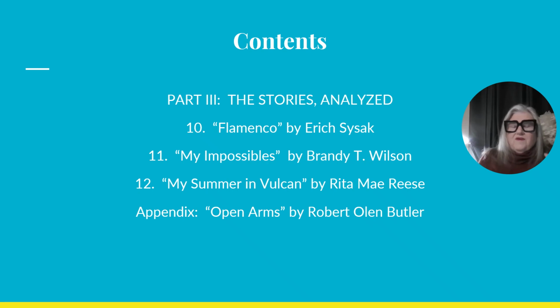The final section. Now, I really enjoyed this. The stories analyzed. It features 3 short stories written by other authors, which Butler analyzes to illustrate the difference between writing from the head and writing from the dream space. He also includes in an appendix the short story Open Arms by Robert Olen Butler. And that story is actually in one of the books I'm going to talk about in just a few minutes. Remember, he emphasizes you're not writing from your head, you're writing from dream space.